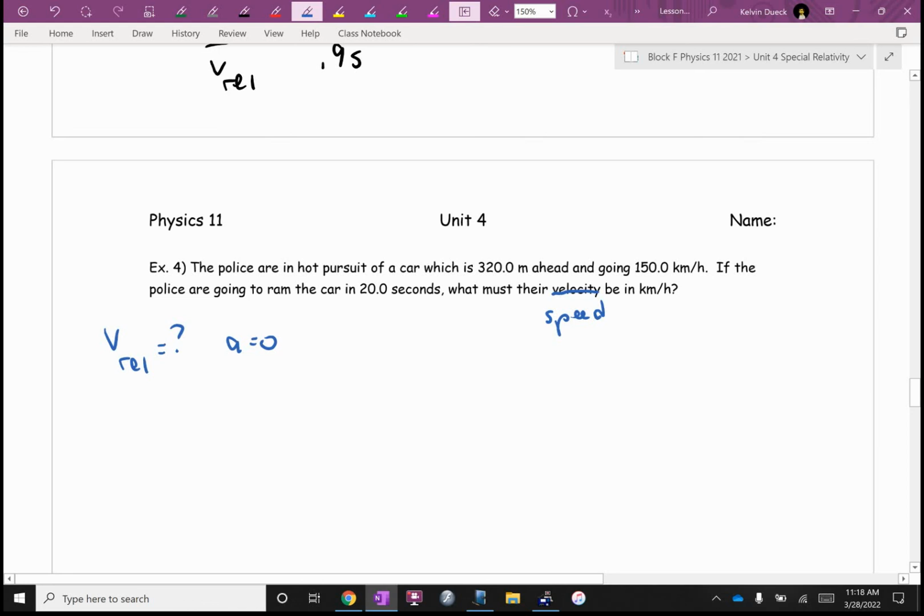Fahim, what's that 320? I know there's a 150, but I'm going to temporarily ignore that right now. That's not what I'm interested in. That's not the answer, and that's a velocity. That 20, what's that?